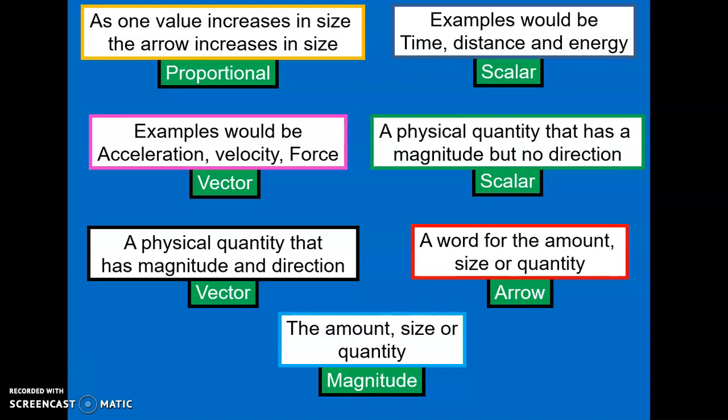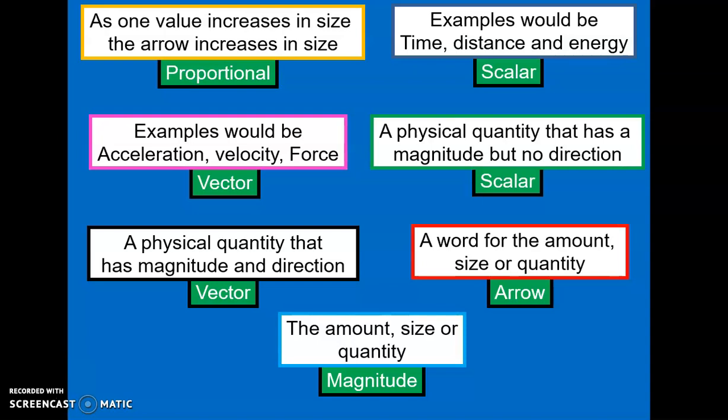Scalar would be time, distance, energy. They've got nothing associated with them apart from the size. So the one below it, therefore, must be also a definition for scalar. Physical quantity that has magnitude but no direction. Going down in the red, word for the amount, the size of the quantity. This is mixed up in this one. I apologize for that. This one should be magnitude. And the amount, size, or quantity, again, is a repeat with magnitude.